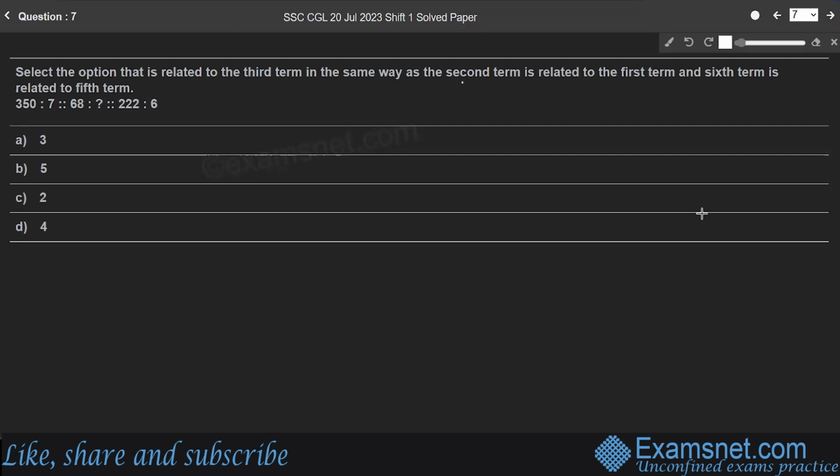Question 7. Select the option that is related to the third term in the same way as the second term is related to the first term and the sixth term is related to the fifth term. Here, the first two terms are 350 and 7. So 350 is related to the second term, 7, as 7 cube, which is 343, plus 7. So 343 plus 7 gives 350.